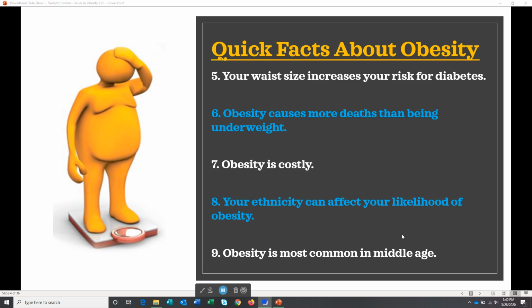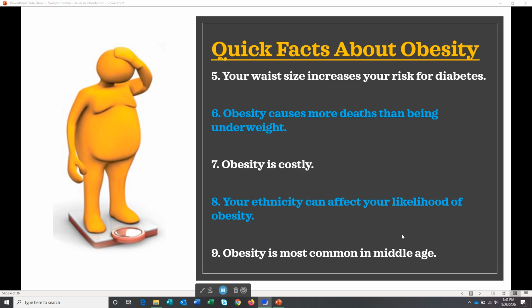Number 7, obesity is costly. We talked about the health bills. Obesity costs Americans $147 billion each year. People who are obese pay more out of pocket than people who are not. In fact, the medical costs for people with obesity are over $1,400 higher each year than those of people who are of normal weight.